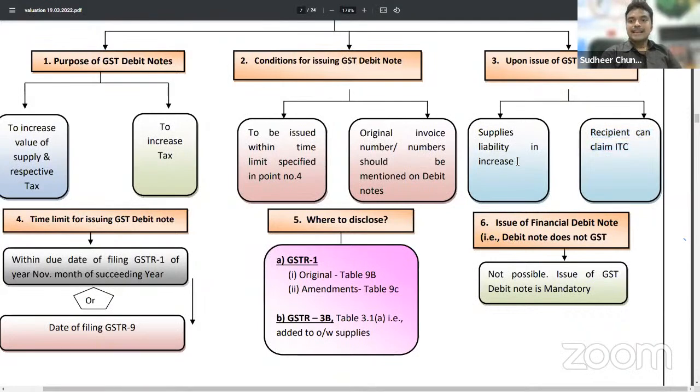Sir, with a debit note, liability increases, so is it a benefit to the government or a loss to the government? It is a benefit to the government. That's why, is there a concept of a financial debit note? No. A financial debit note means nothing but additional consideration you are receiving. That's why the issue of a GST debit note is mandatory.